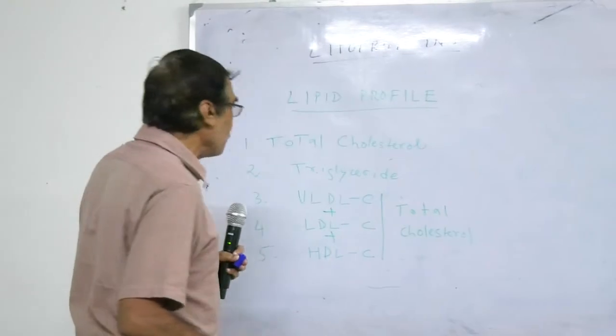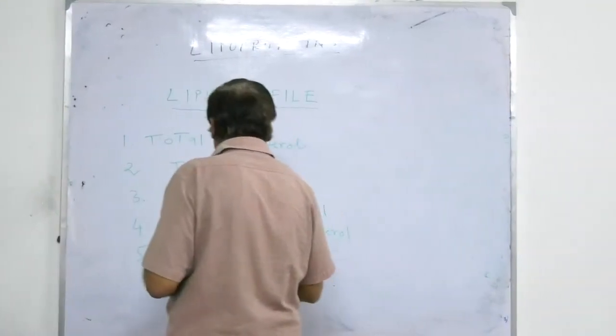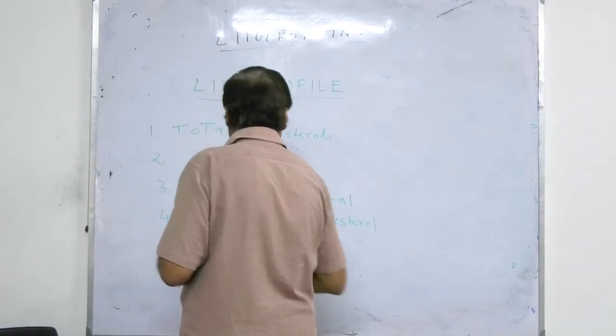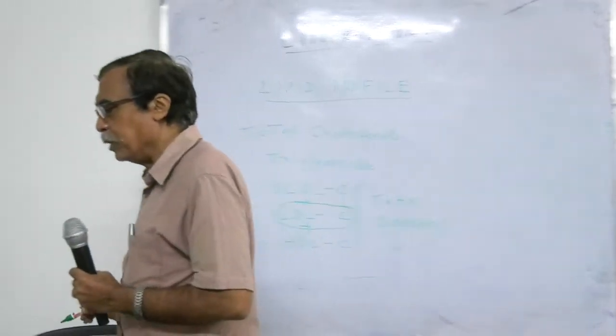Then where is the most cholesterol present? The most cholesterol is present in LDL. That is why we call LDL cholesterol bad cholesterol, and LDL a bad lipoprotein. LDL is a bad lipoprotein and LDL cholesterol is bad cholesterol. HDL is a good lipoprotein. HDL cholesterol is a good cholesterol. Why it is good and why it is bad, I am coming to that.